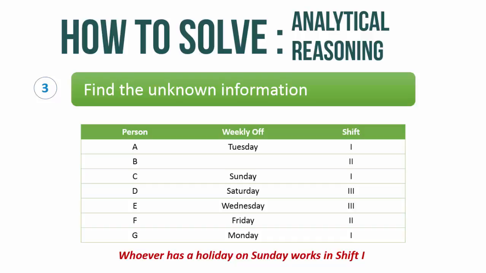That leaves just one blank entry, that is the weekly off for B. And so we know that B has a weekly off on Thursday because it's given in the question that no two people have a weekly off on the same day.